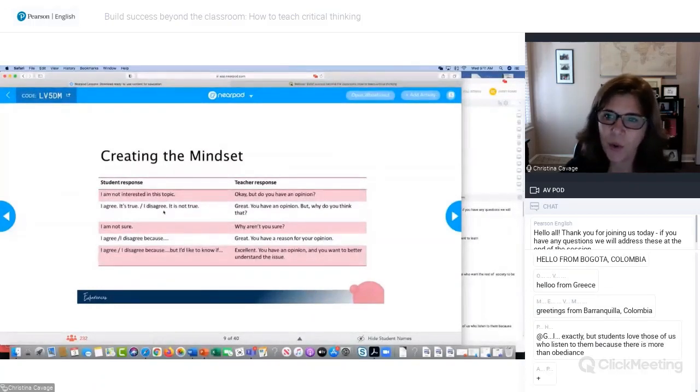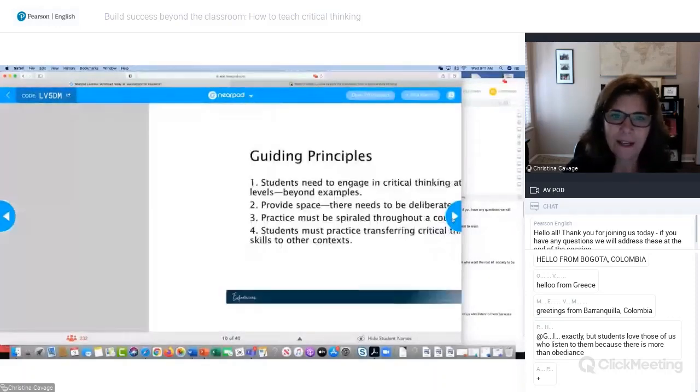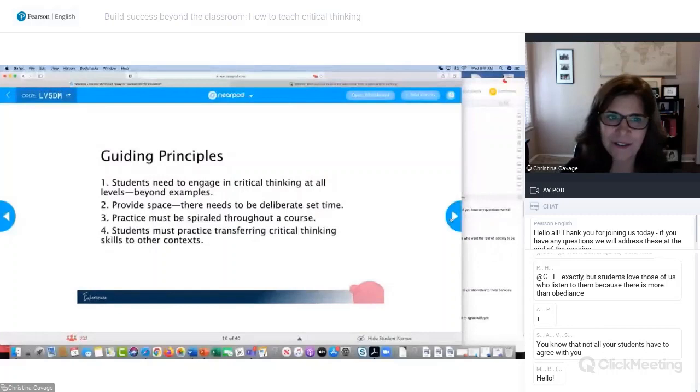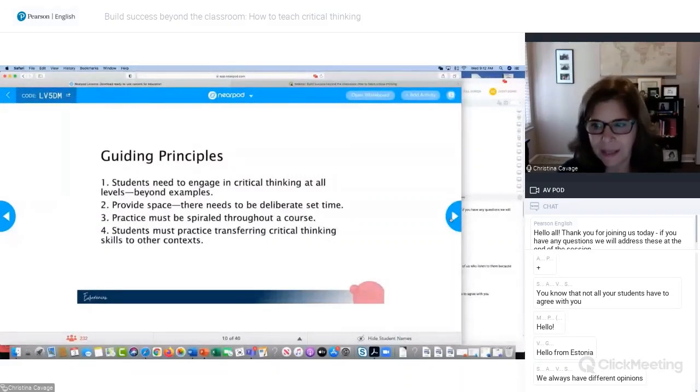So again, many of us always pose those questions, do you agree or disagree? But we have to really build a culture in our classroom to getting students to develop that mindset. So for that, we have to follow some guiding principles. And for me, there are four main guiding principles when it comes to developing that mindset for my students. The first one is I understand that students need to engage in critical thinking at all levels beyond examples. And let me just break this one down a little further for you.